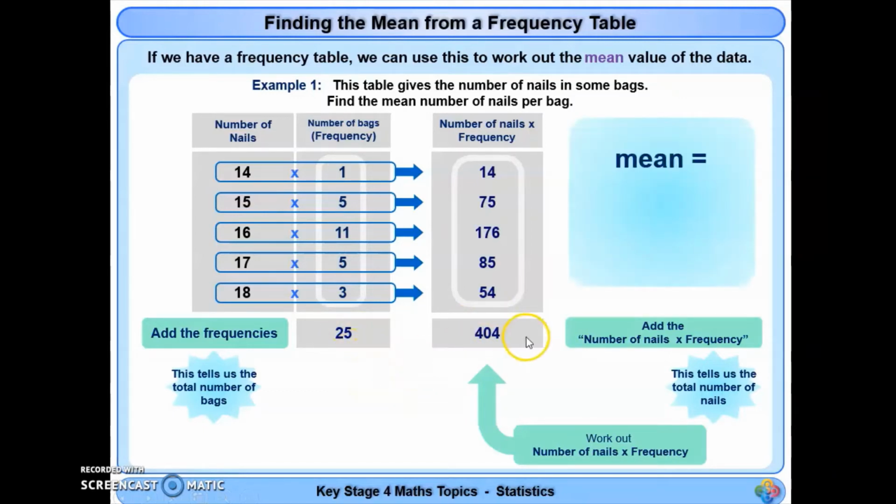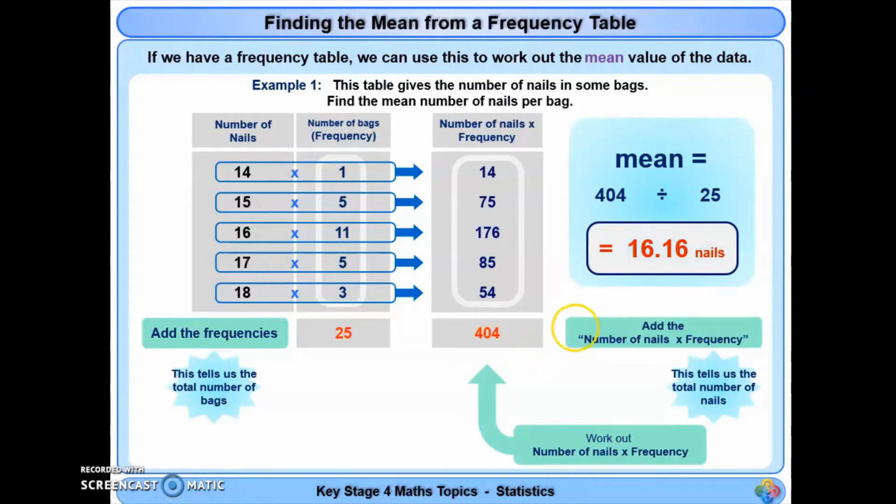So then when we come to work out the mean, we take our 404 and we divide by the 25. We take the total number of nails altogether and divide by how many bags of nails there was. Total of column 3 divided by total of column 2 is going to give me the mean. At this point, you may need to round it, or your answer may be a decimal, or you could end up with an integer.